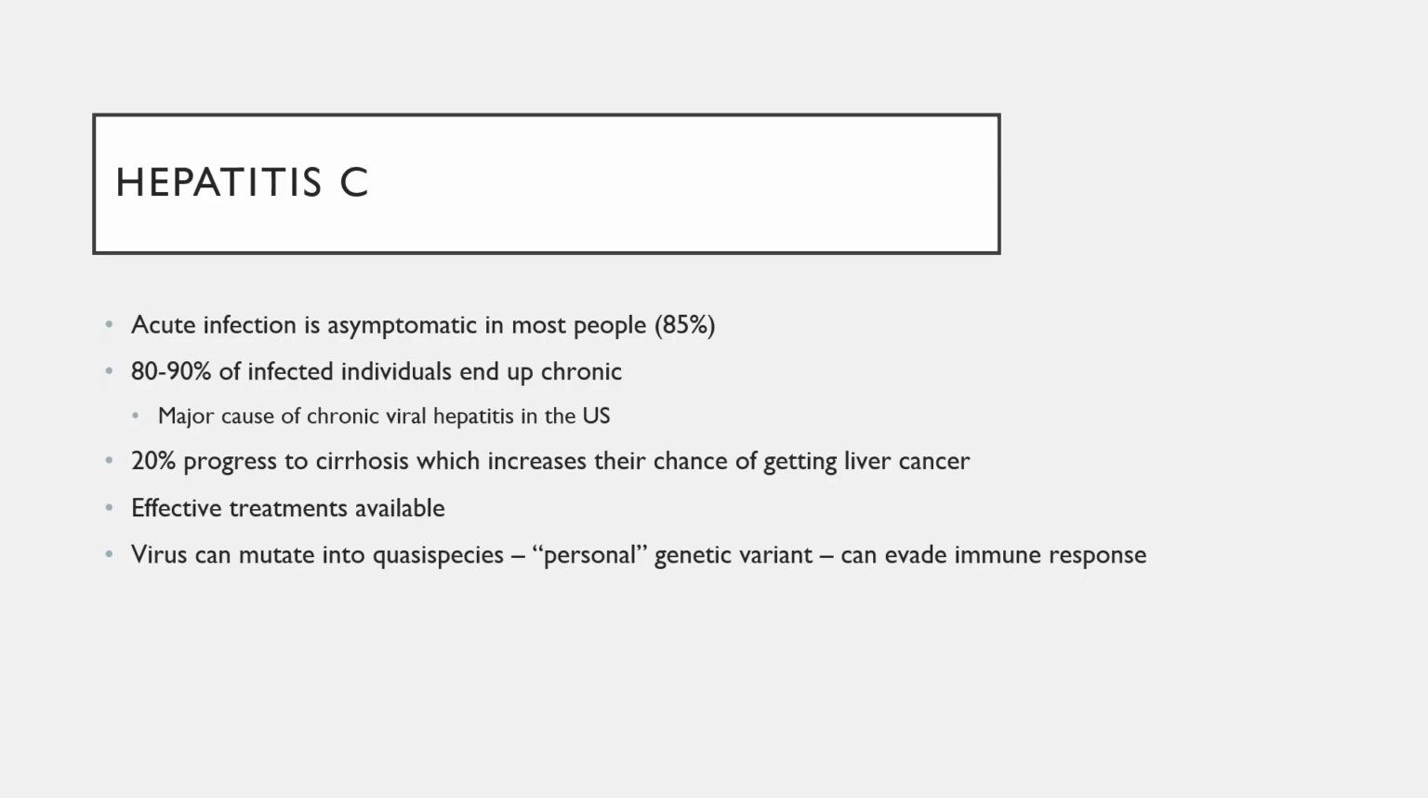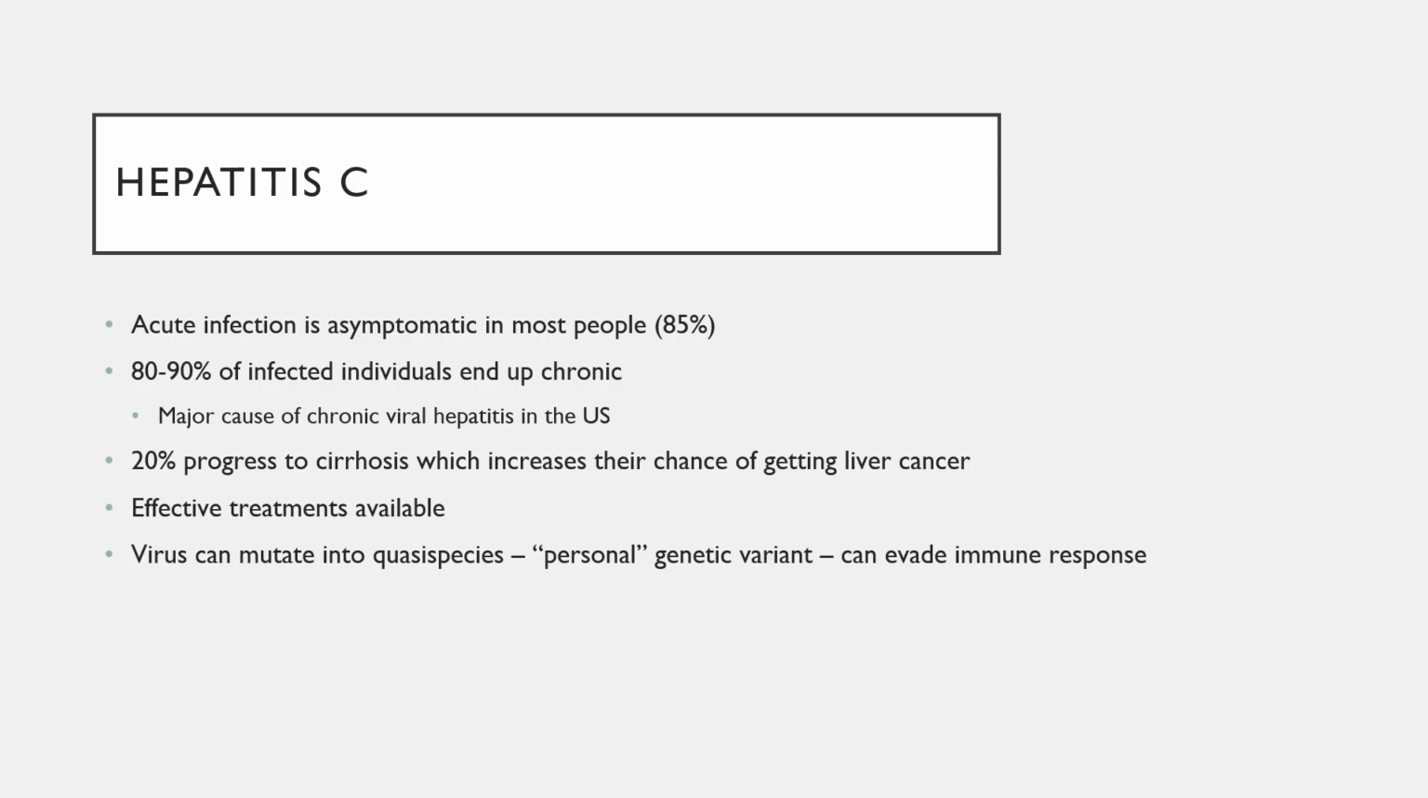Now, here is the statistic I want you to remember conceptually. 80 to 90% of infected individuals become chronic. That is an incredibly high number. Your immune system usually clears viruses. Hep C, not so easily.